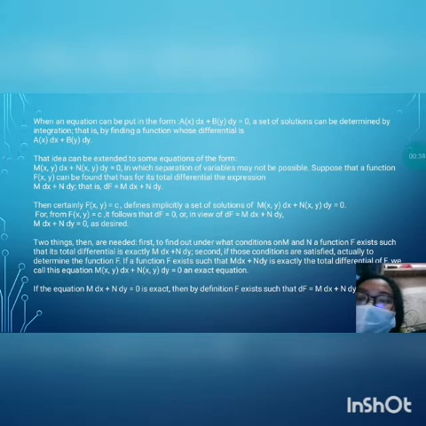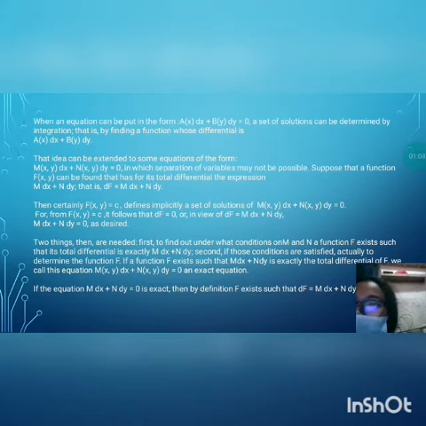Suppose that a function f of x and y can be found that has for its total differential the expression m dx plus n dy, that is, df equals m dx plus n dy. Then certainly f of x and y equals c defines implicitly a set of solutions of m of x and y dx plus n of x and y dy equals 0. For from f of x and y equals c, it follows that df equals 0, or in view of df equals m dx plus n dy, m dx plus n dy equals 0 as desired.